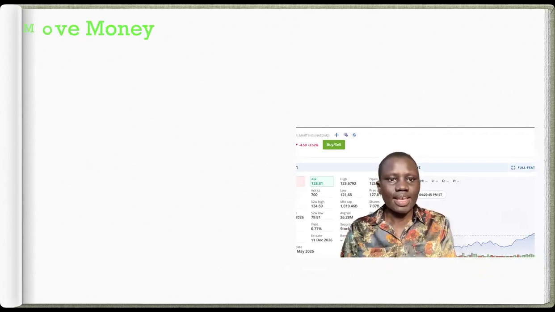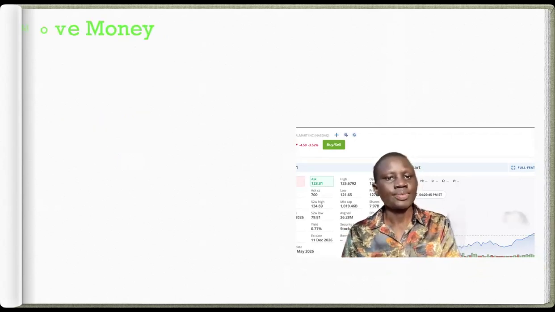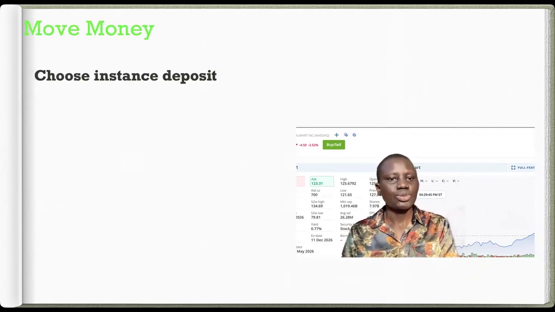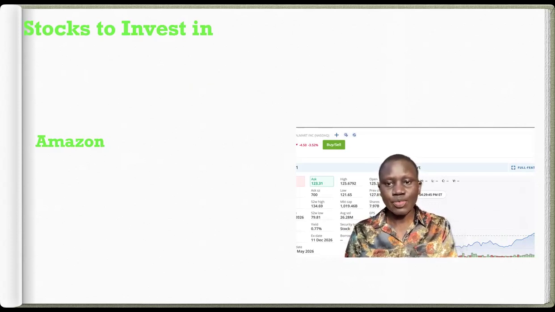The next thing would be how to move your money. I've been talking about this for a while. You just use the debit card and choose instant deposit. Okay, so now let's go to what we invest in for capital gain.